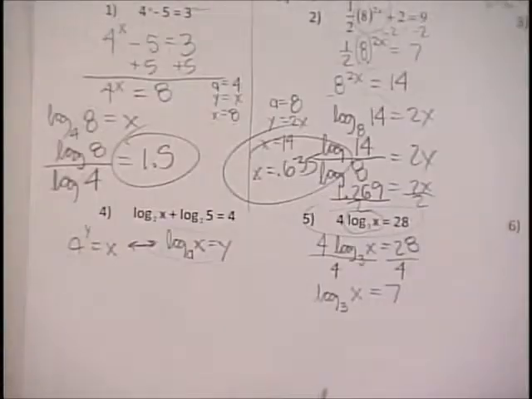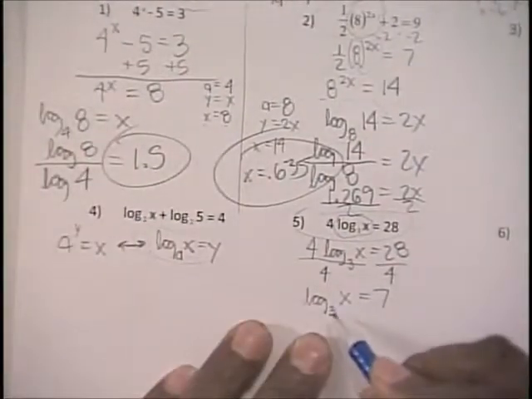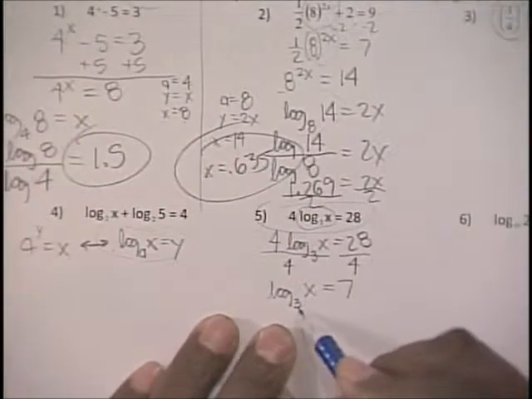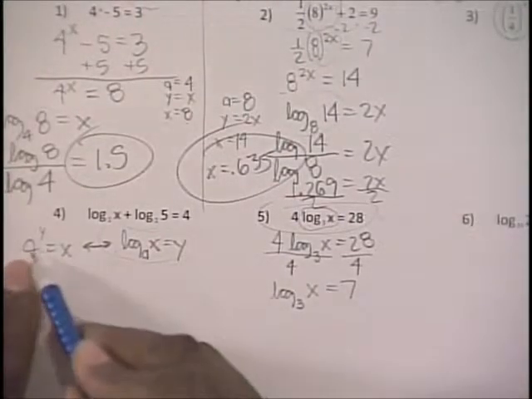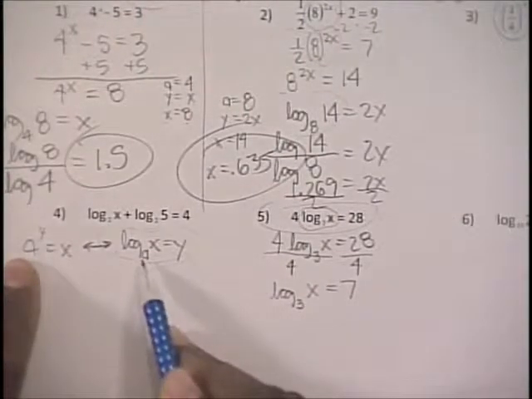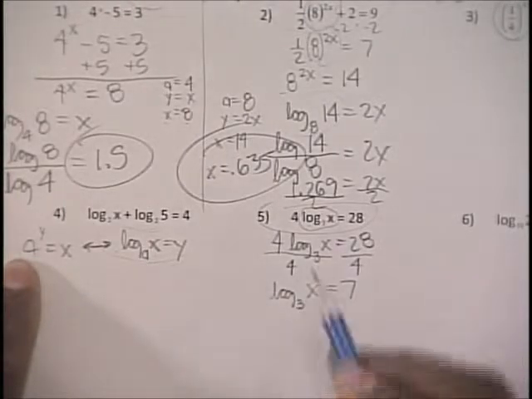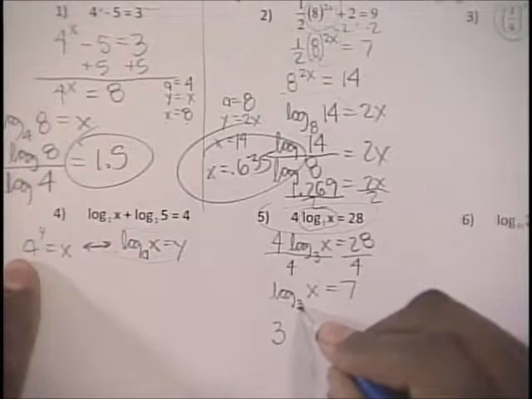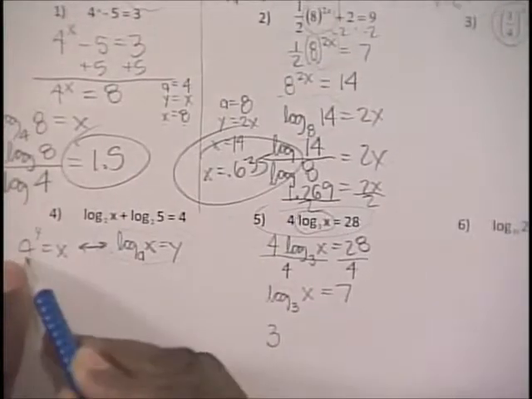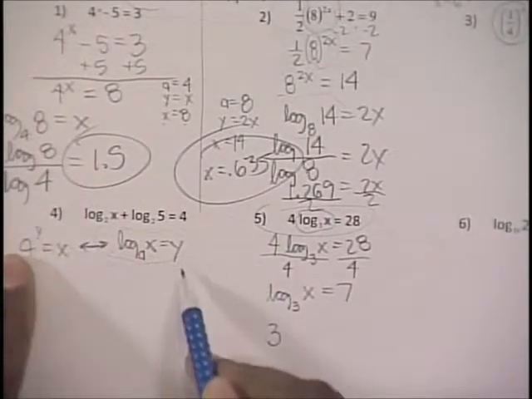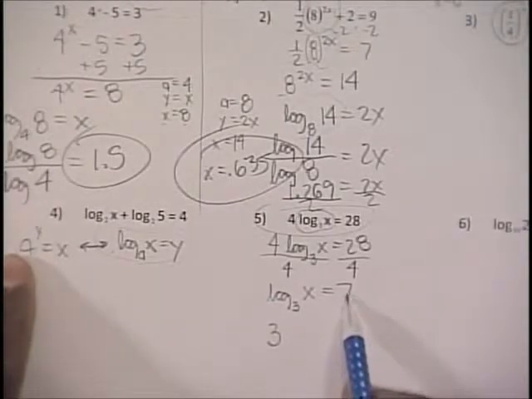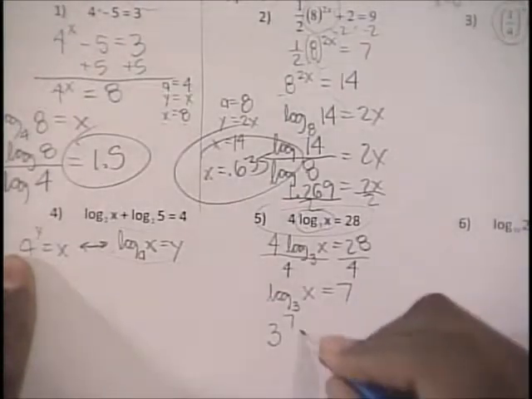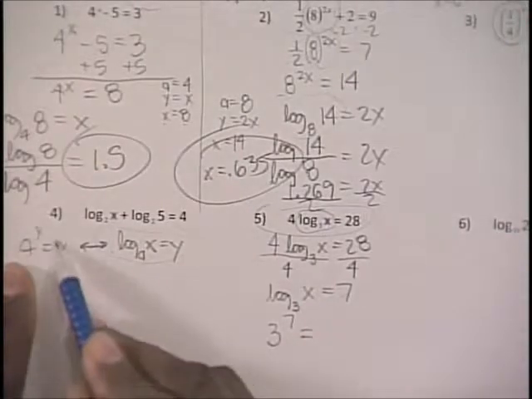Let's continue. All right, so now let us solve this. The way you're going to solve this is to rewrite it as an exponent. A to the y. What's our a in our problem? Our a is 3. So a to the y power. What's our y in our problem? Our y is 7. So 3 to the 7 is equal to x.